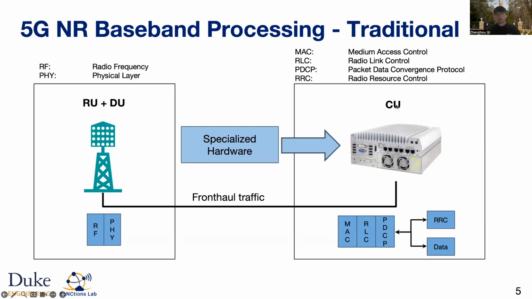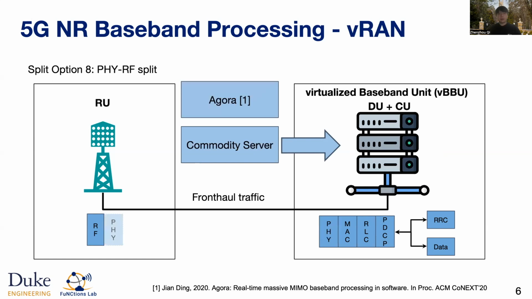And conventionally, this CU is usually made of specialized hardware. Because of this, this network infrastructure has increasingly been unable to meet the dynamic and diverse needs of 5G services. Those rising challenges have led to the evolution and adoption of the virtualized radio access network, which is called vRAN. The vRAN separates the network functions from the physical hardware, enabling them to run as software on commercial off-the-shelf servers.